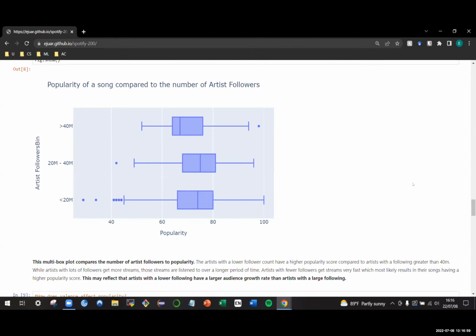This multi-box plot compares the number of artist followers to popularity. The artists with a smaller follower count have a higher popularity score compared to artists with a following greater than 40 million. While artists with lots of followers do get more streams, those streams are listened to over a longer period of time. Artists with fewer followers get streams very fast, which most likely results in their songs having a higher popularity score. This may reflect that artists with a lower following have a larger audience growth rate than artists with a large following.